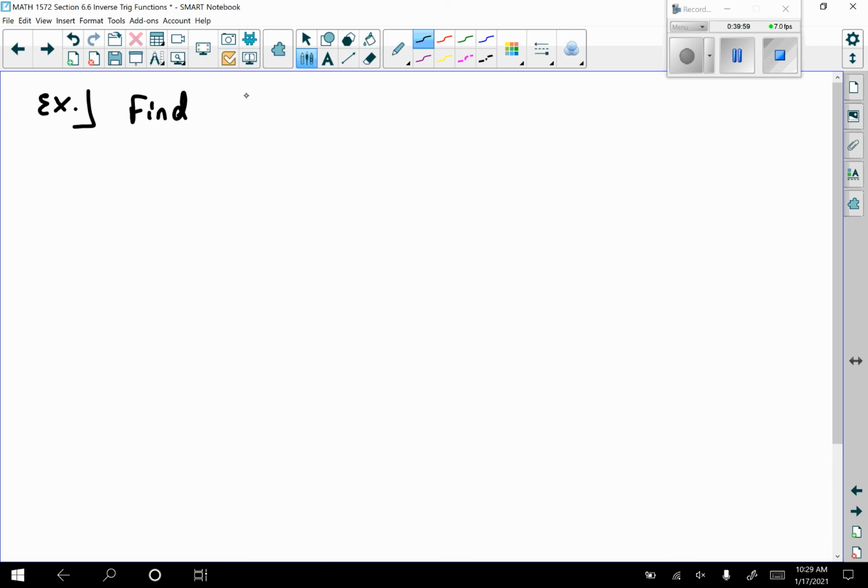So let's finish this up with just 2 examples of integrals. Let's find the indefinite integral of e to the 2x over the square root of 1 minus e to the 4x dx.